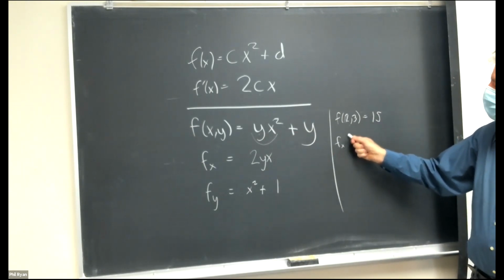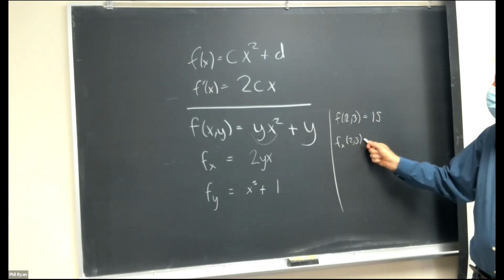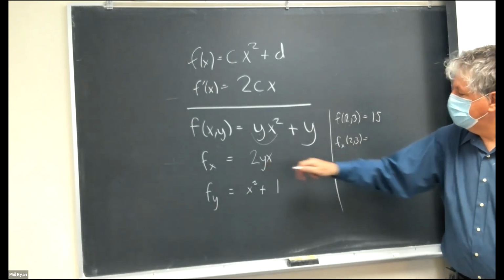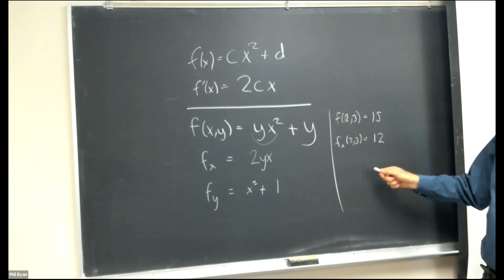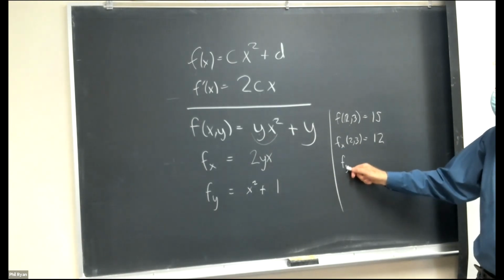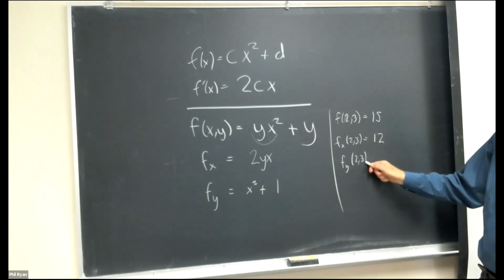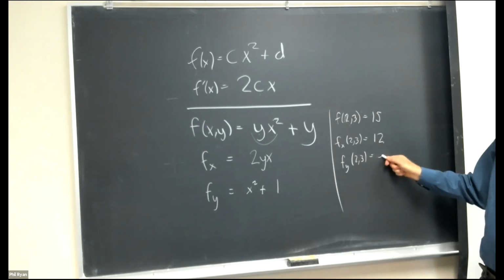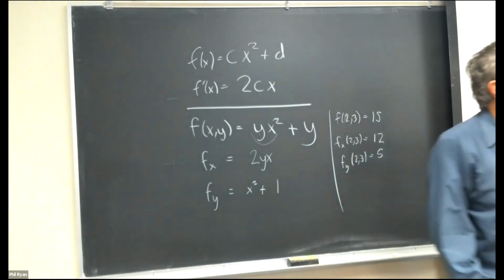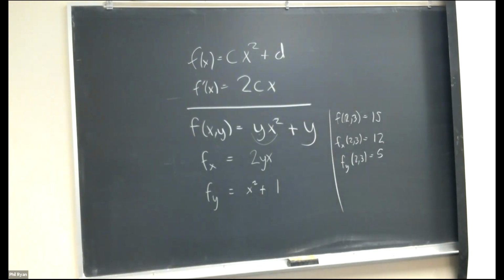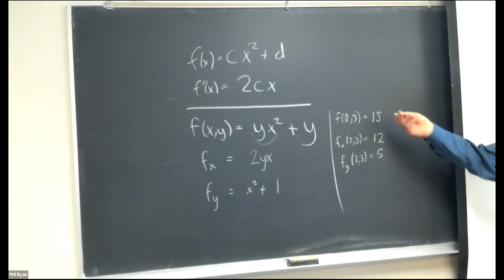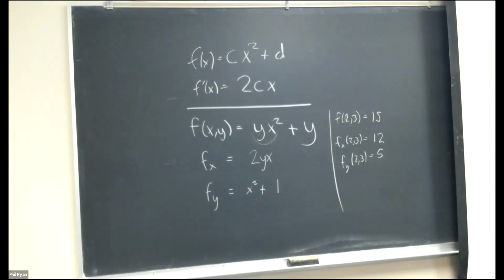Fx at 2, 3, again, I just plug in the numbers. 2 times 3 is 6, times 2 is 12. Fy at 2, 3 is 5, right? It's 2 squared plus 1. What does this mean? It means what it always means. This is the value of the function. So when the input is 2 x's and 3 y's, our function is 15, whatever it is.